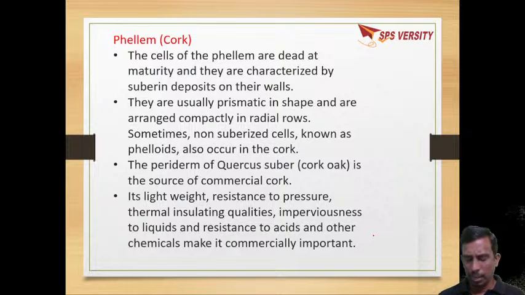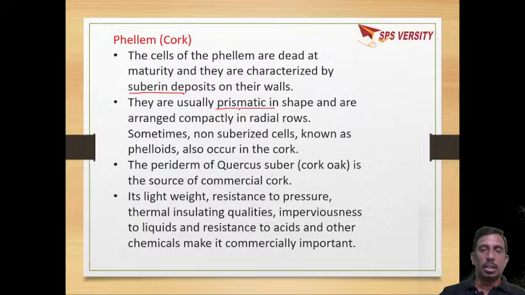Phellum, phellum के बारे में तो cork के बारे में, the cells are mature and they are dead. इसमें suberin deposit होता. So you can see the deposition of suberin. They are actually prismatic in shape. Okay. और इसमें sometimes you can see non-suberized cells. इसको क्या बोलते हैं कि phelloids. ये three layers को combinedly क्या बोलते हैं कि periderm.